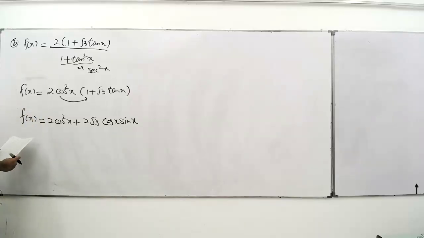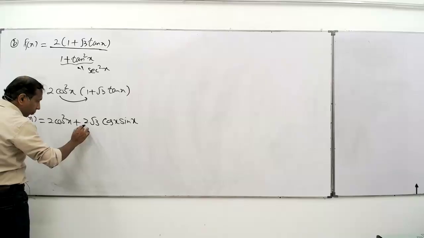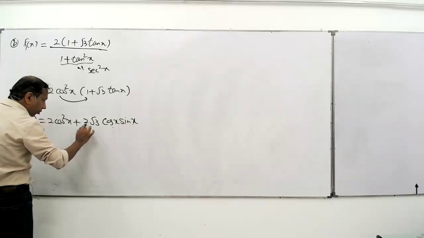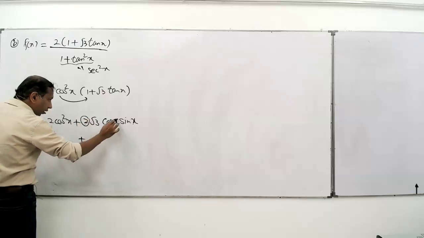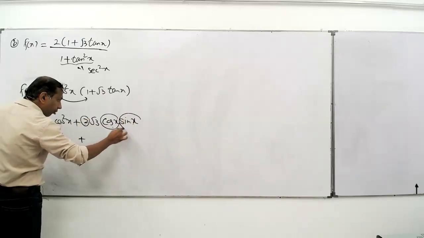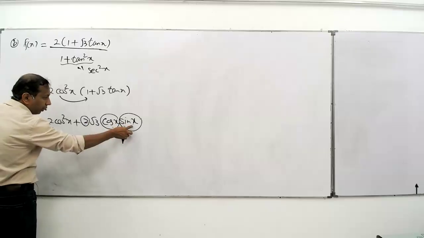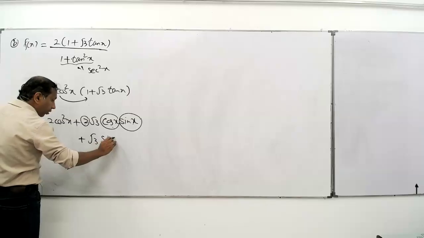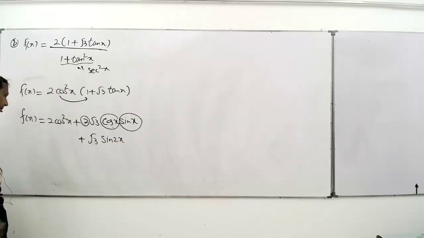Now people, here this 2 sin x and cos x, these 3 if I take together, 2 sin x cos x. What is that? Sin 2x. Root 3 sin 2x. Okay.